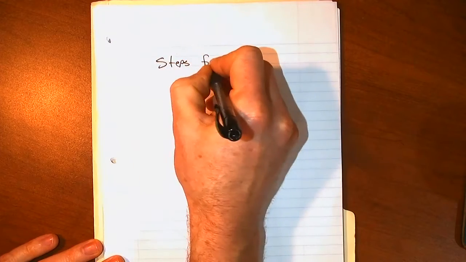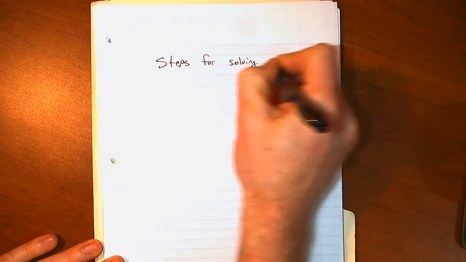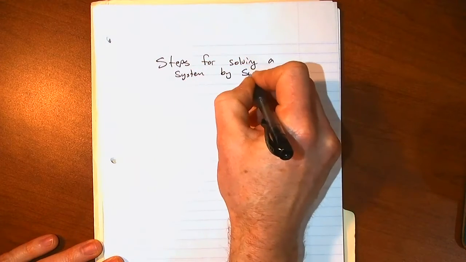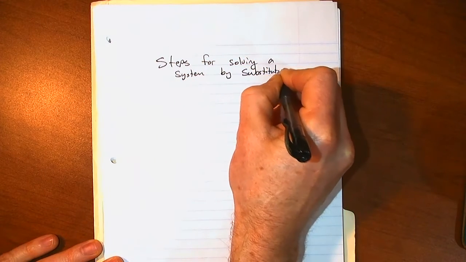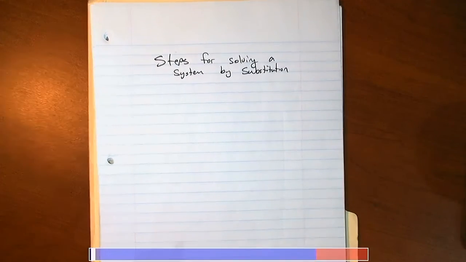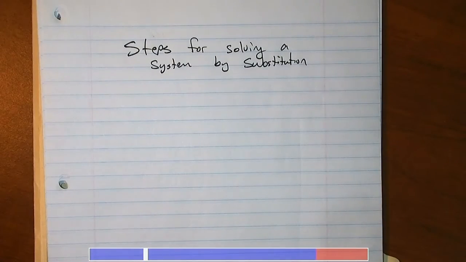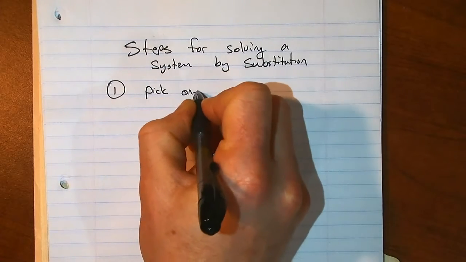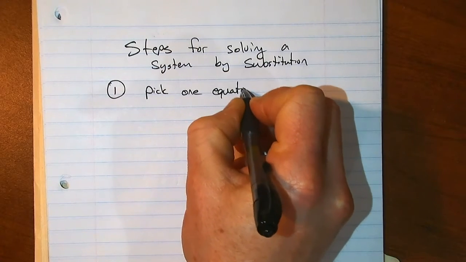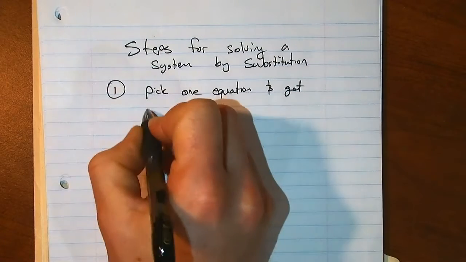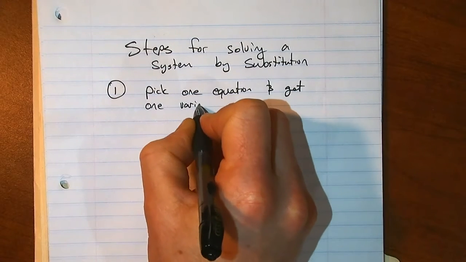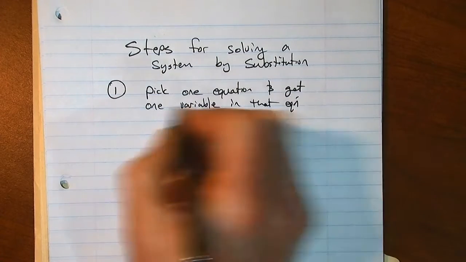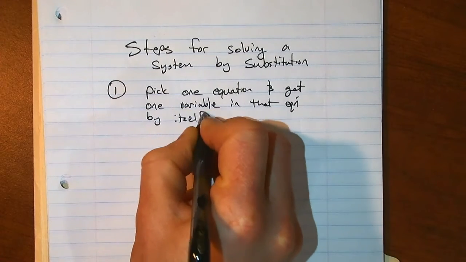Steps for solving a system by substitution. Okay, steps for solving a system by substitution. The first step that we did was we picked one equation and get one variable in that equation all by itself.